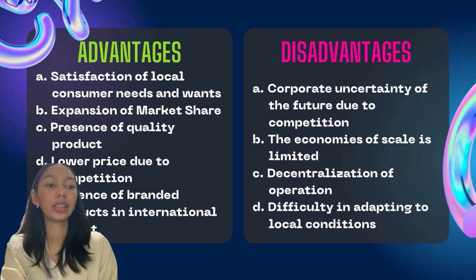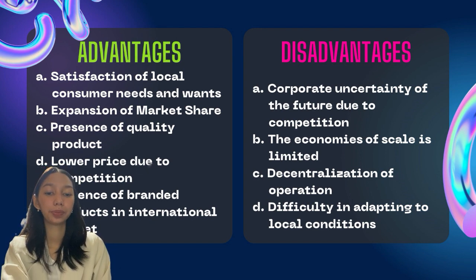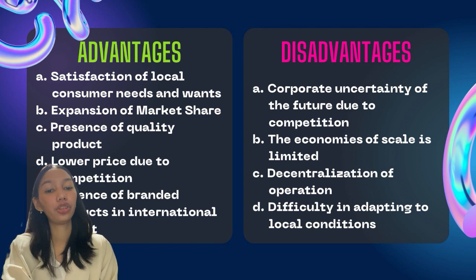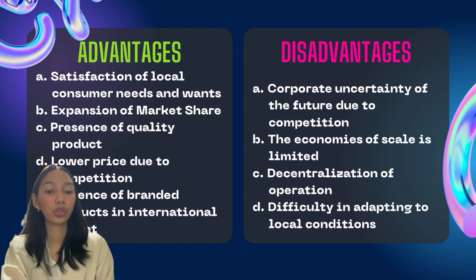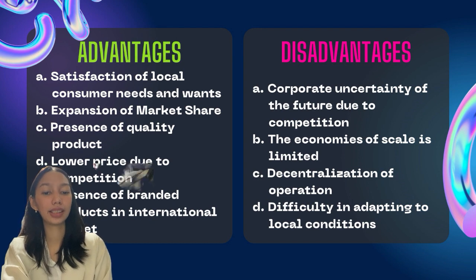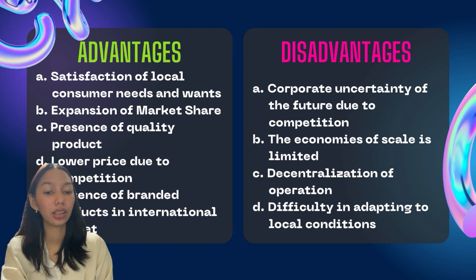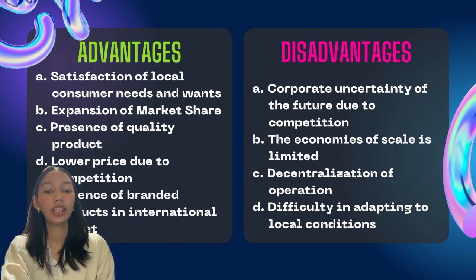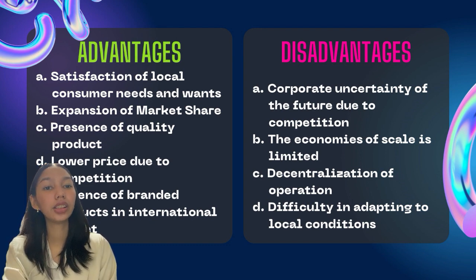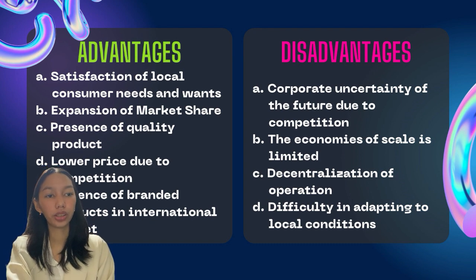Next is the presence of quality product. A multi-domestic strategy not only meets local consumer expectations but also contributes to the long-term success and sustainability of the company in diverse markets. Quality assurance becomes a key element in building and maintaining a positive brand image, fostering customer loyalty, and competing effectively in each region.